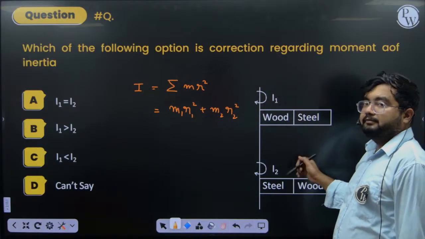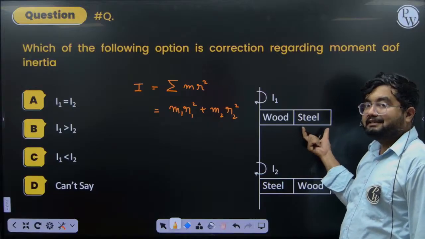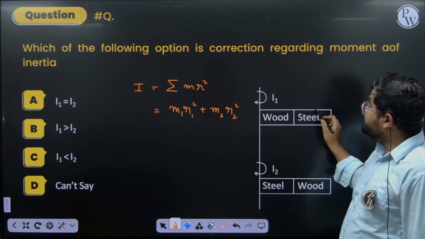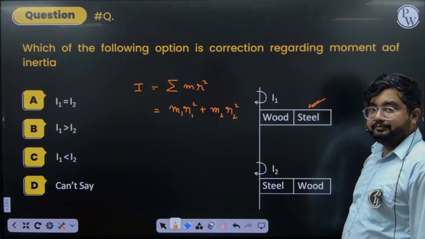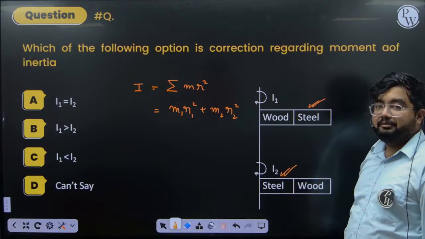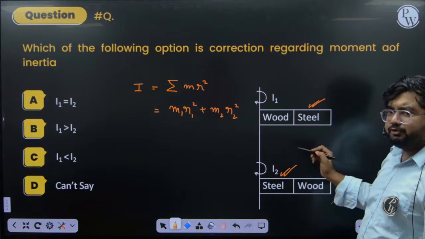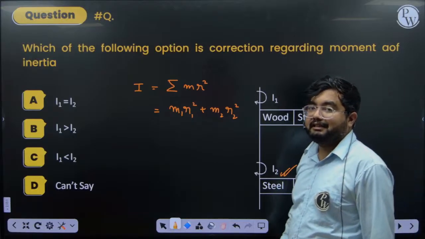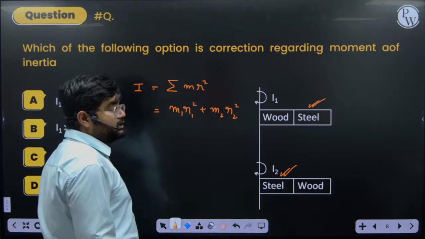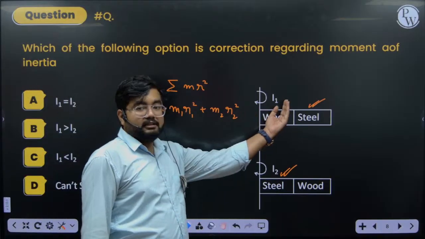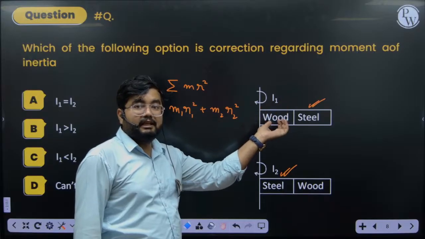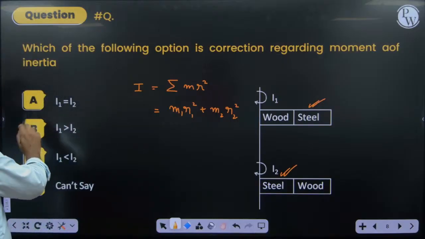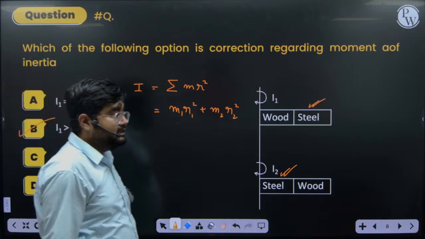If you see here, wood is obviously lighter than steel. Steel is much heavier and steel is farther away from the axis here, so its moment of inertia will be greater here, whereas steel's moment of inertia will be lesser here. Same goes for wood also. Wood's moment of inertia will be lesser here and greater here. But wood has lesser mass than steel. So placing steel away from the axis will increase the net moment of inertia much more. Hence, I can say that in the first case, the moment of inertia is greater.